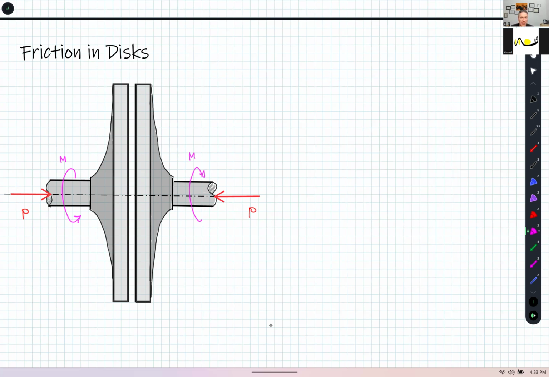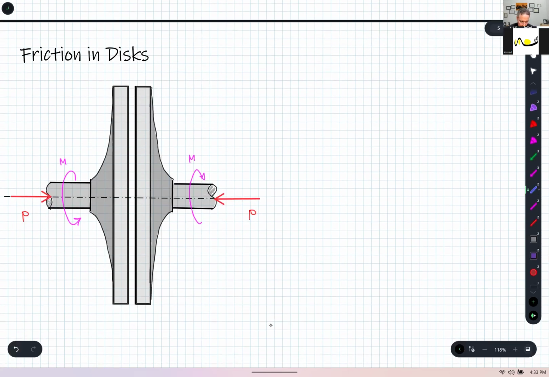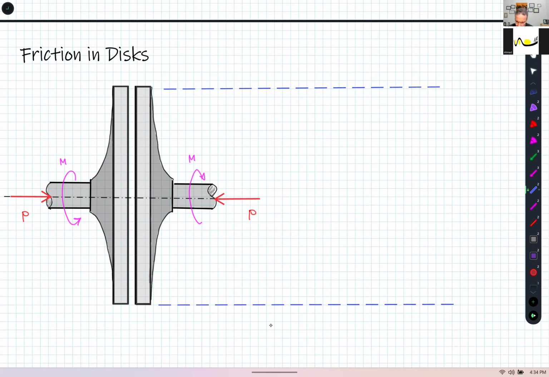Maybe the application is, again, in braking discs and so on. So our aim here is to find a relation between M and P and other geometrical values. Suppose I'm looking at this disk surface. Let's say my disk here is going to be a relatively large disk.